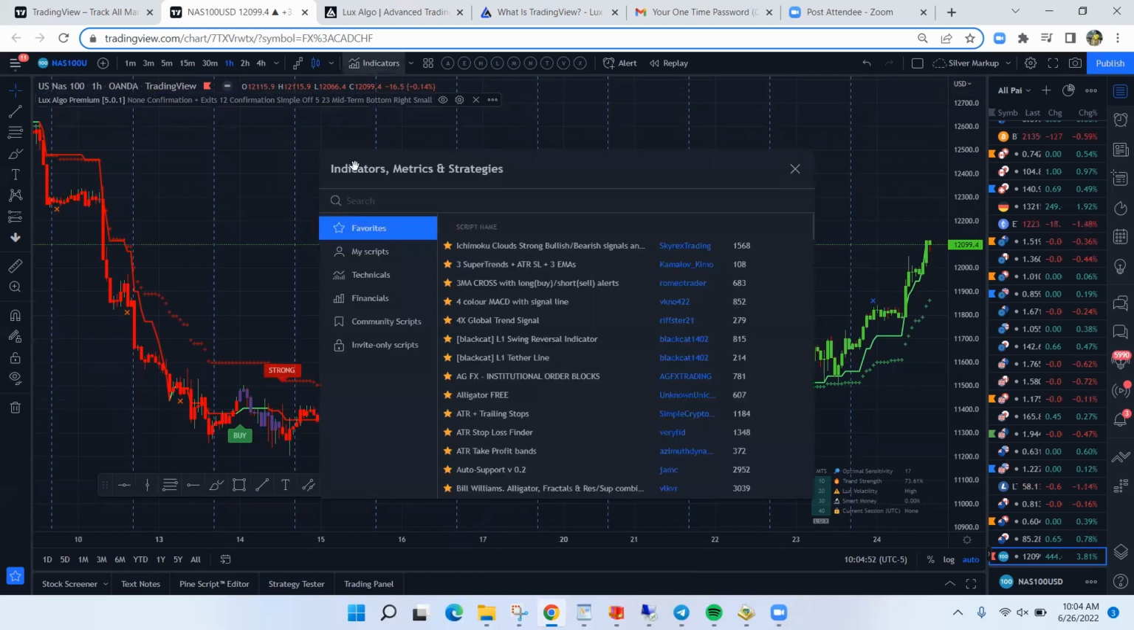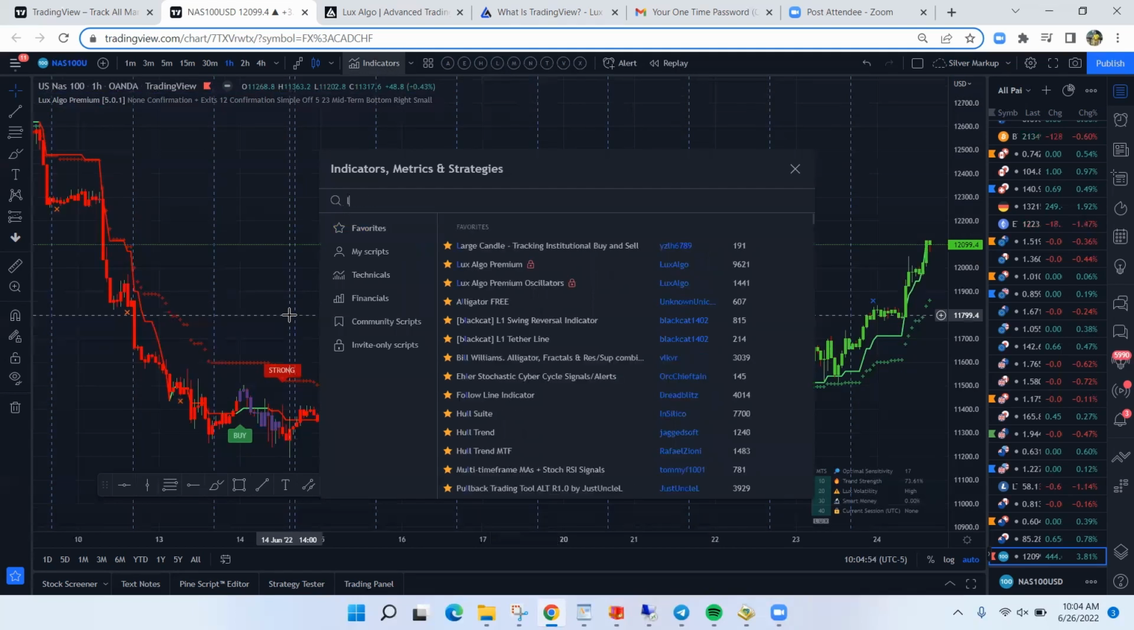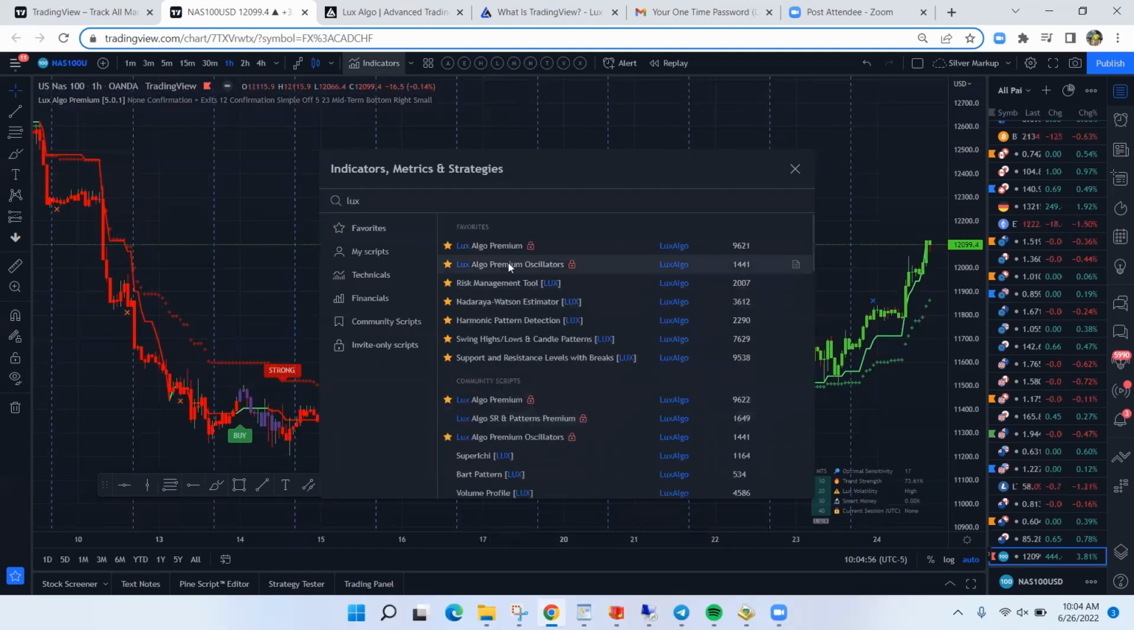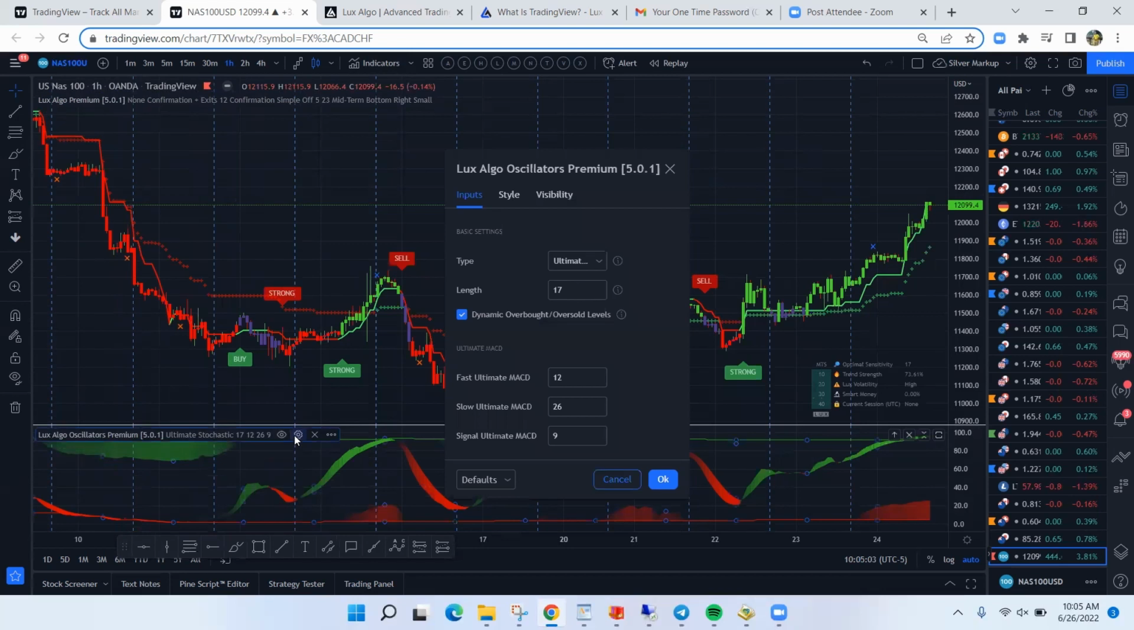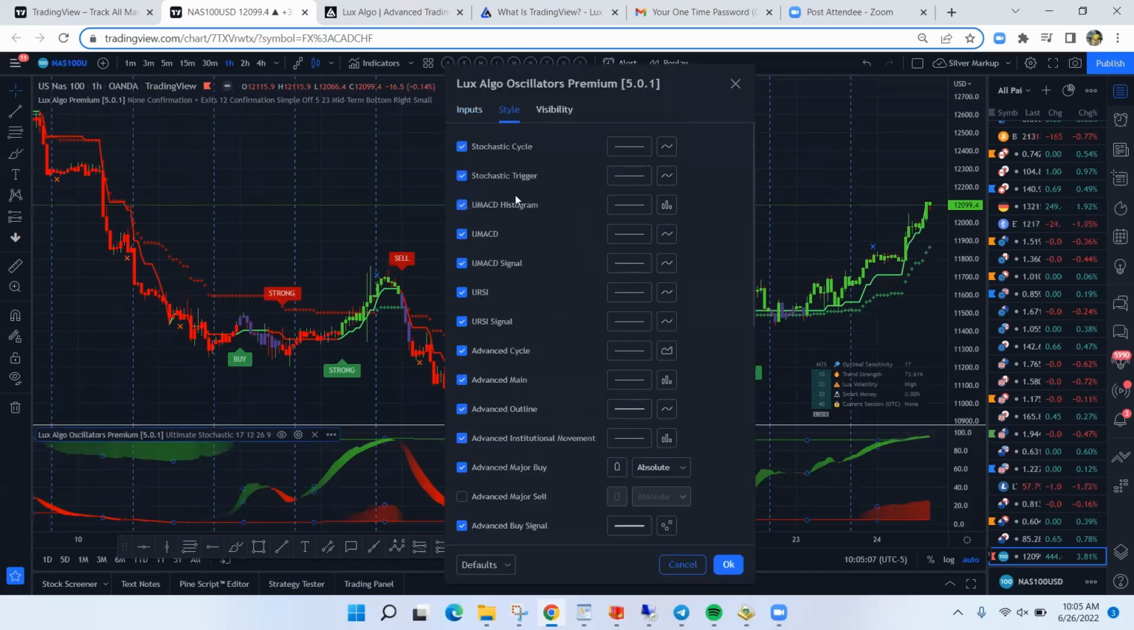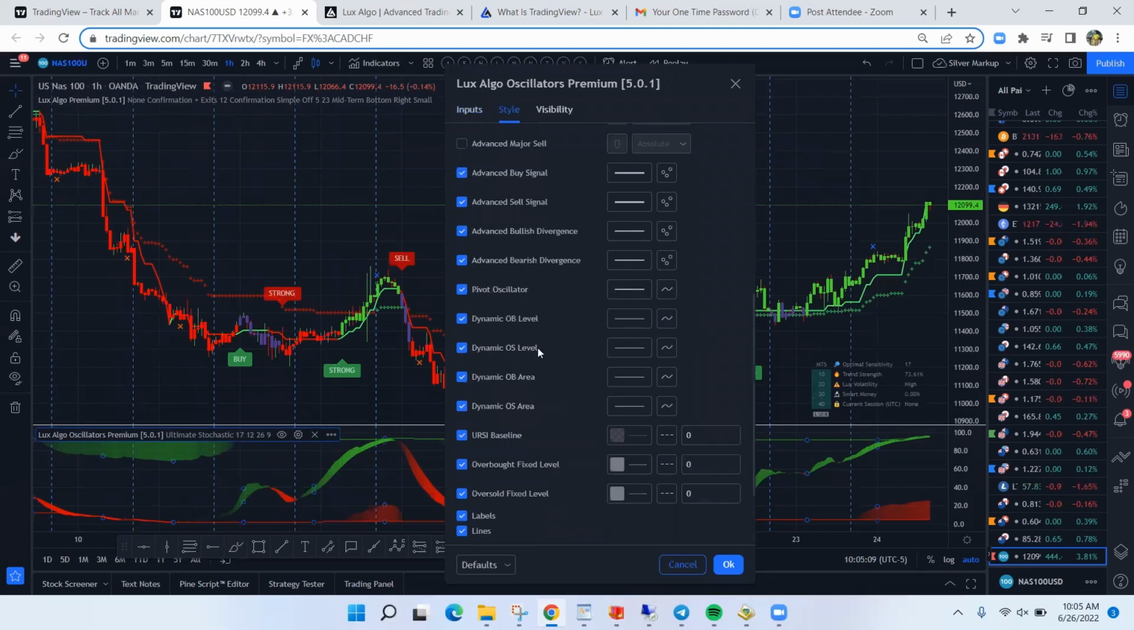Let's go to the oscillators. Oscillators is another thing that's a premium part of Lux Algo. So with the Lux Algo oscillators, it's a collection of oscillators, not just one. It's multiple different ones that you could use. And you see where it has like style.